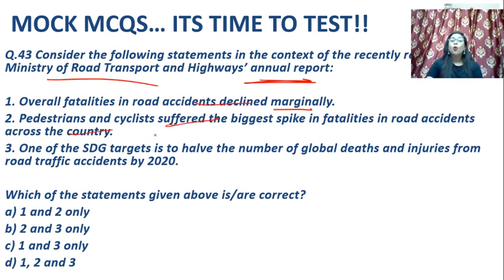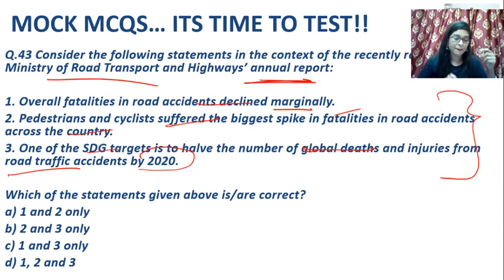The third one talks about one of the SDG, the Sustainable Development Goal targets, that is to halve the number of global deaths and injuries from road traffic accidents by the year 2020. So which of the above statements is right, guys? Option A says only 1 and 2, B says 2 and 3, C says 1 and 3, and D says all of the above are right. Think and say.